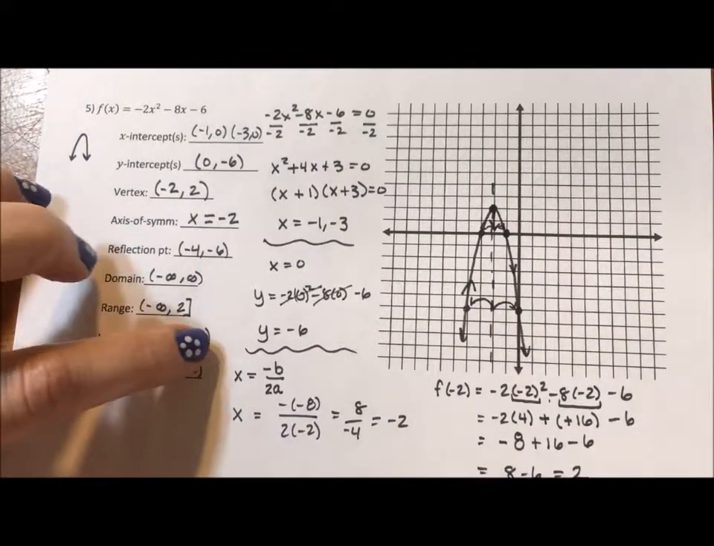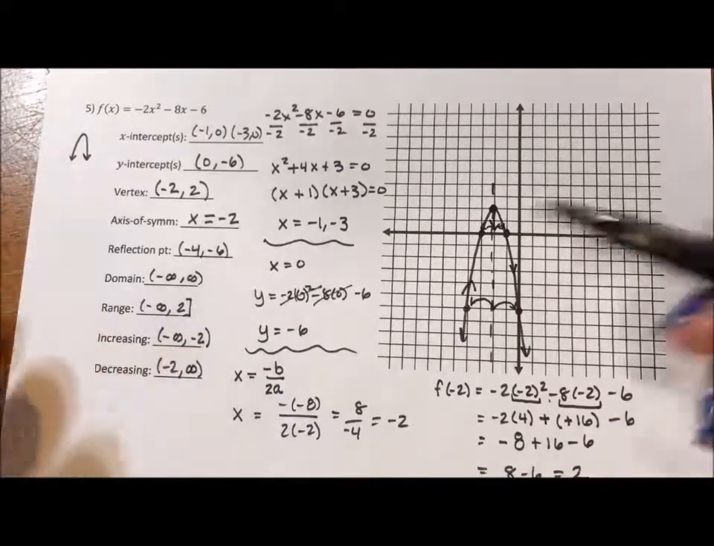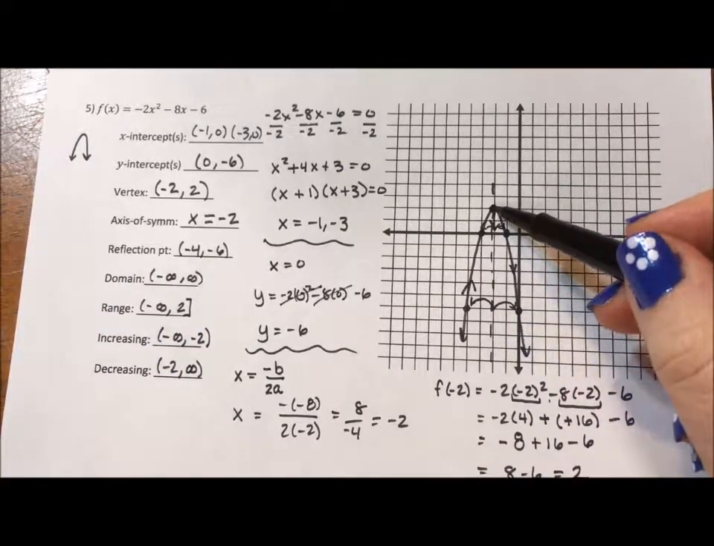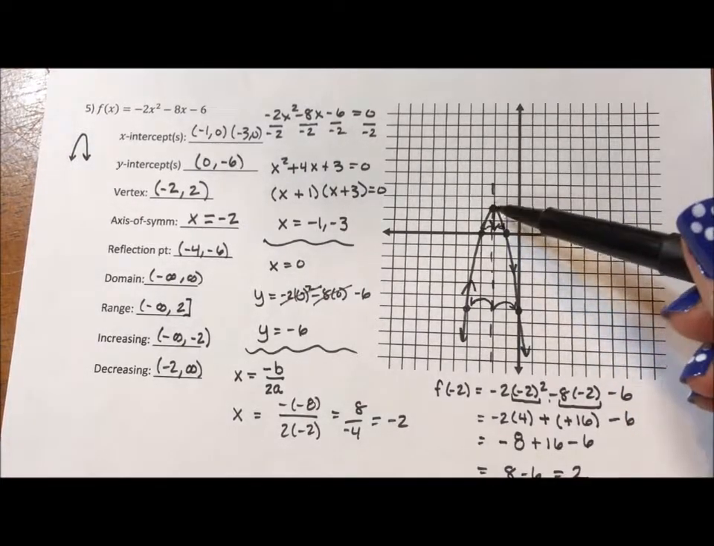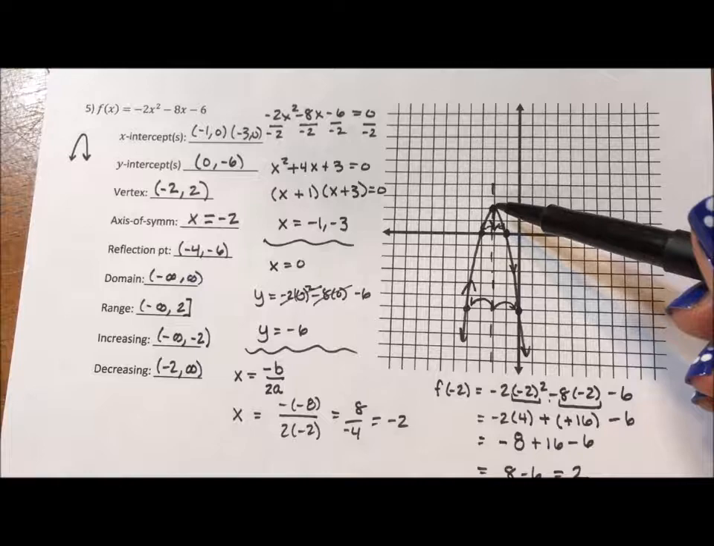For the increasing and decreasing, we use parentheses because though negative 2 is where the increase ends, when we're at negative 2, we're at a plateau. We are neither going up nor down. So we use parentheses to say where it ends, but that negative 2 is not part of it.